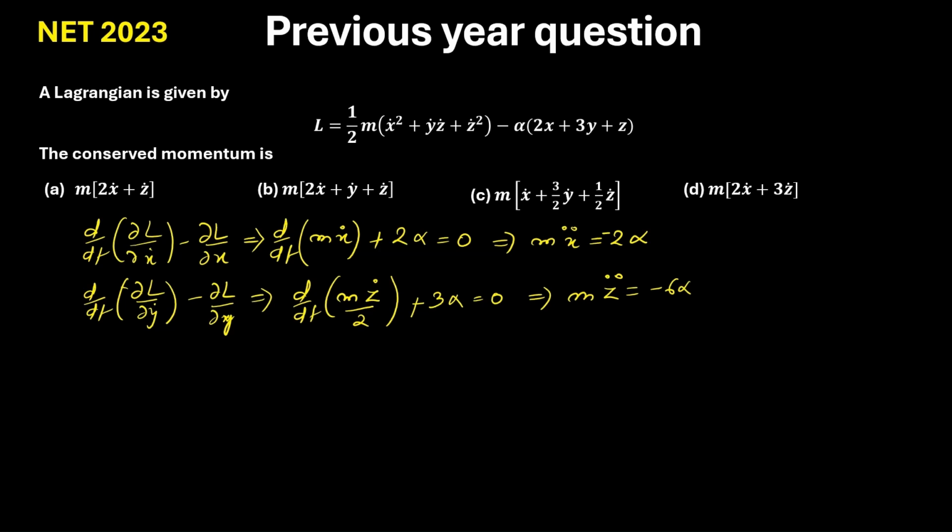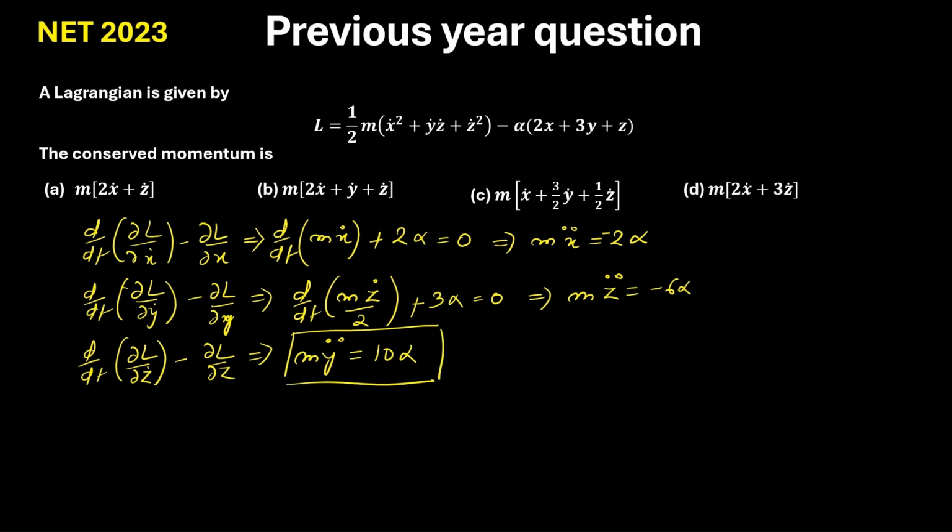Now you can write for z using this equation, z dot minus del L by del z, and I'm writing the final equation here, you'll get m y double dot is equal to 10 alpha. So you have 3 equations here, one here, another one here, and you have this one here. Now using these 3 equations of motion, we will check the options one by one.